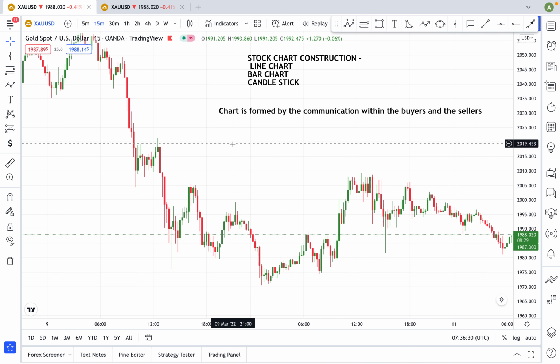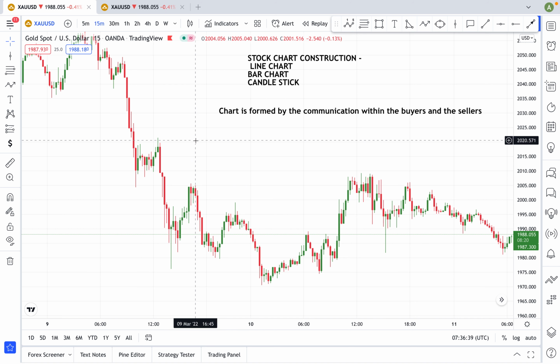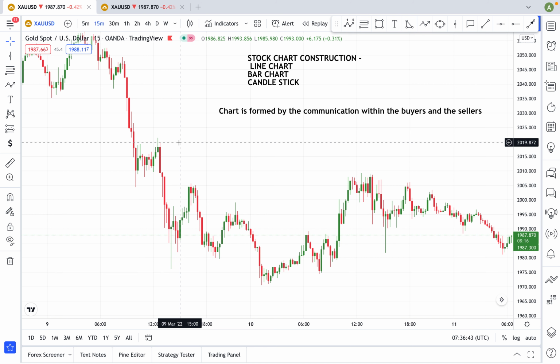If you go to the market and there is no one to sell for you, there is no way you can buy. And if there is a seller as well, if there's not going to be any buyer to buy from them, then there's no way out as well.